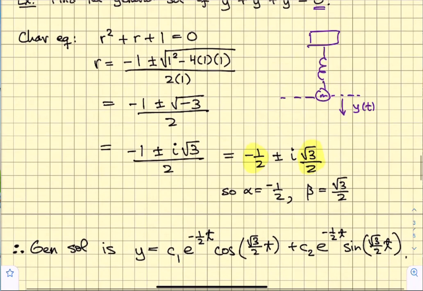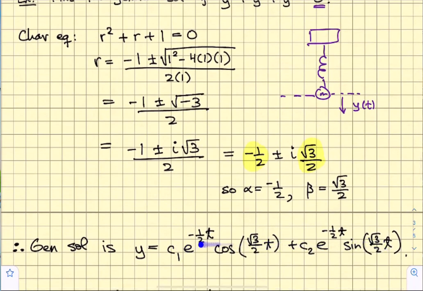In terms of the spring mass system, this is the set of all possible responses of how this mass could move. When you pick different values of C1 and C2, that gives you all the different graphs of the position function that you could possibly get.